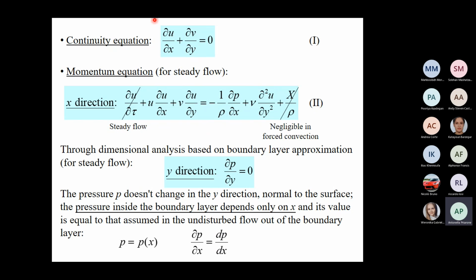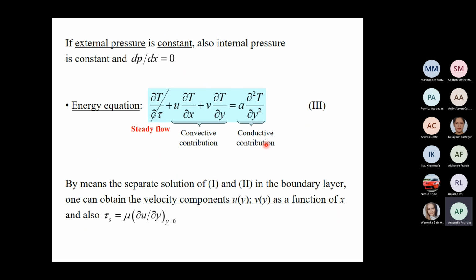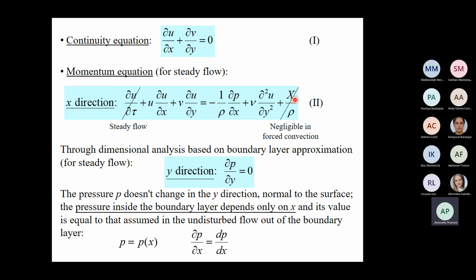I obtained this equation, the continuity equation, that I call the first equation, the x momentum equation, that is the second equation, and finally the third one, the energy equation. If I assume negligible body forces, that is capital X negligible, which for us means negligible buoyancy forces, that is valid for the case of forced convection, in equation 1, the continuity equation, and in equation 2, the x momentum equation, I don't have temperature. So if I solve together equation 1 and equation 2, continuity and momentum, I am able to obtain the velocity field.